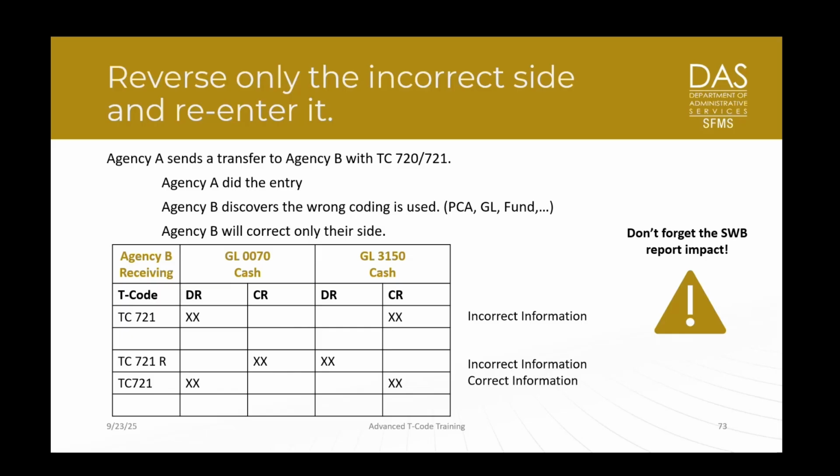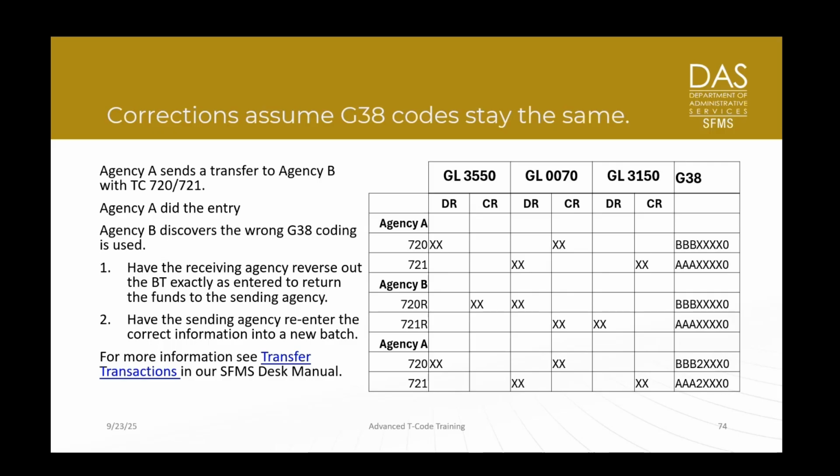But we do want you to keep in mind, don't forget that there's the statewide balancing report and it might impact that. So we have to be super careful when we are changing balanced transfers. It's always just important to keep in mind that it might just be better to do it this way, because corrections assume that the GASB 38 codes are going to stay the same. But if they're different, then we have to do it this way. So agency A sends the transfer to agency B with T-code 720 or 721, and agency A did the entry, but agency B discovers the wrong G38 coding is used.